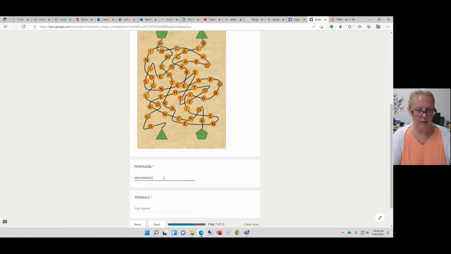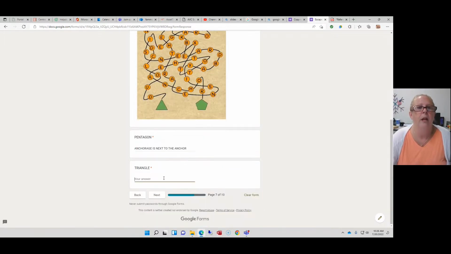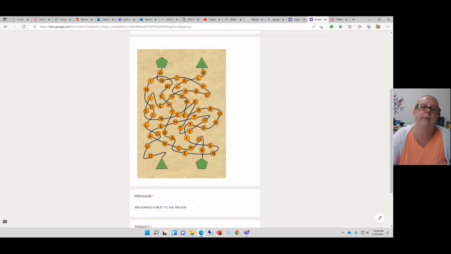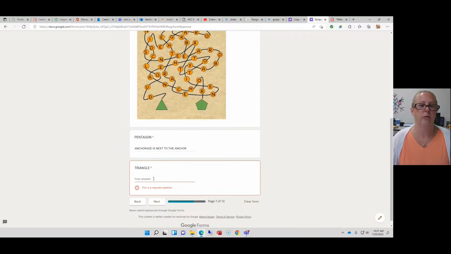Okay. So Anchorage is next to the anchor, right? And our triangle is BLACK, black, BEARD, black beard, BAY, bay is near the wind cloud. Blackbeard Bay is near the wind cloud.